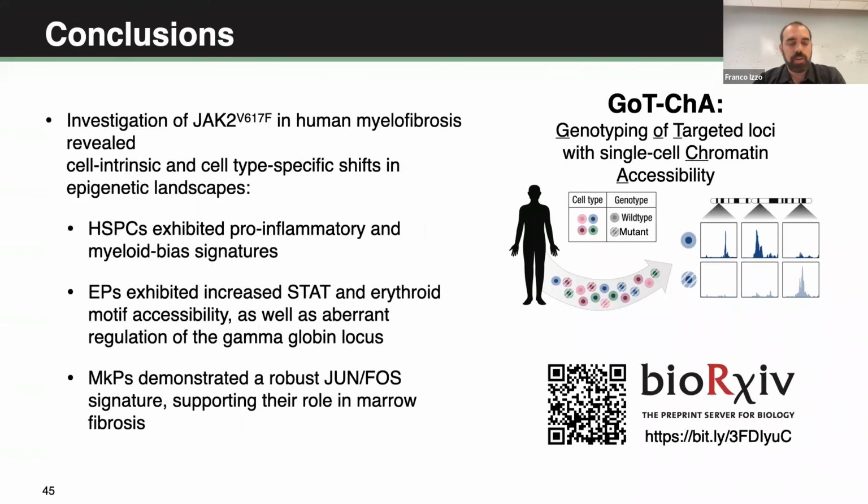And then importantly, our investigation of JAK2 V617F in human myelofibrosis showed that there are cell-intrinsic and cell-type-specific shifts in epigenetic landscapes. So we show that HSPCs have pro-inflammatory and myeloid-bias signatures. We show that the erythroid progenitors exhibit increased STAT and erythroid motif accessibility, as well as aberrant regulation of the gamma globin locus. And we show that MkPs demonstrate a robust JUN/FOS signature, which supports their role in myelofibrosis.